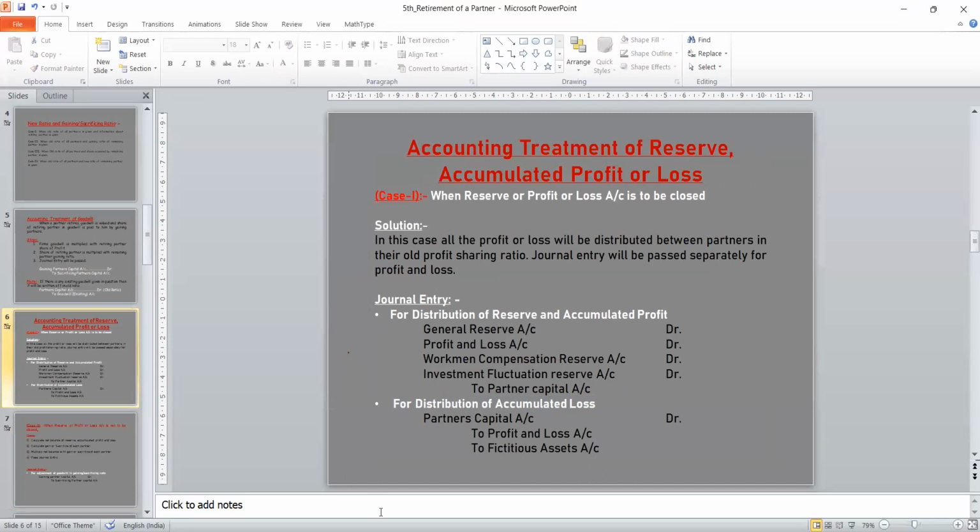So it is general reserve account debit, workman compensation account debit, investment fluctuation reserve account debit. Investment fluctuation reserve is given in the question? Seeing the treatment theory, it's in the theory only, not in the question.